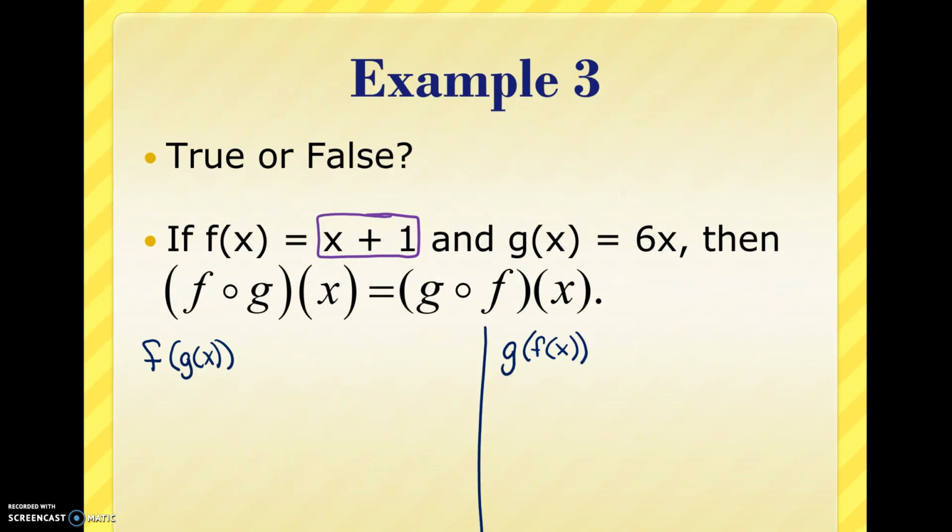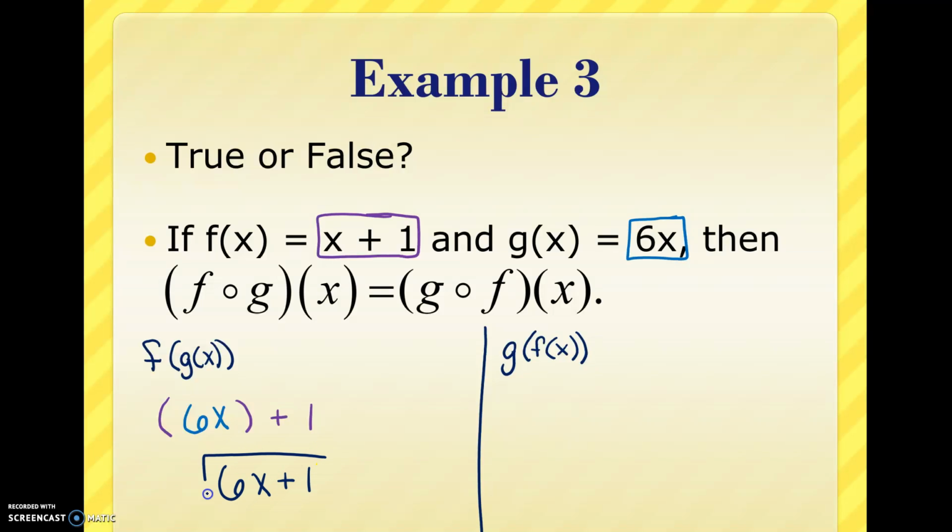Okay, so I'm going to have F be purple this time and G be blue. So for F of G of X, I'm taking the F function and doing something plus 1. I need to put the G function into that, so I'm putting 6x into that. I don't have to distribute, so my answer is 6x plus 1. F of G of X is 6x plus 1.